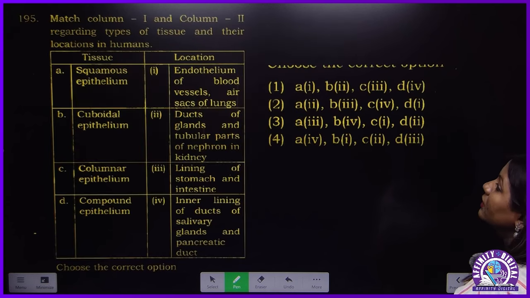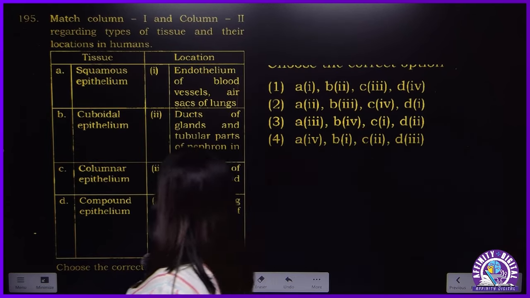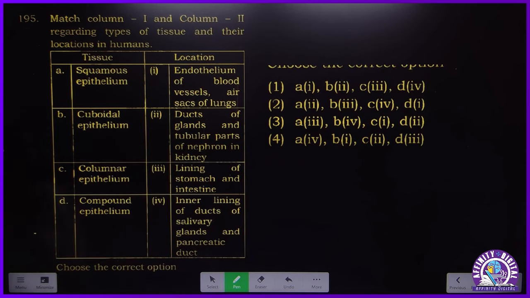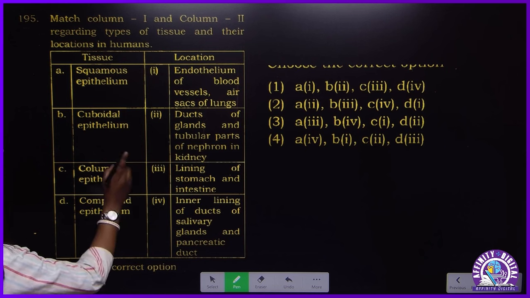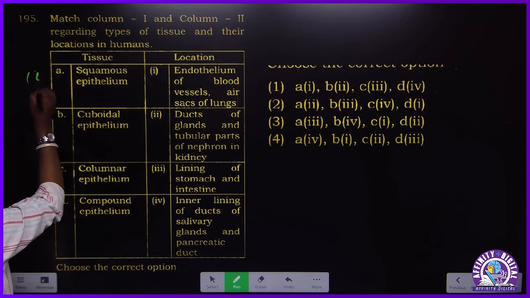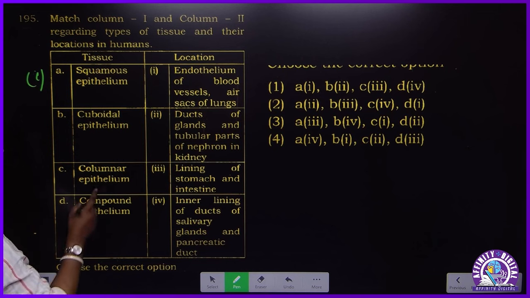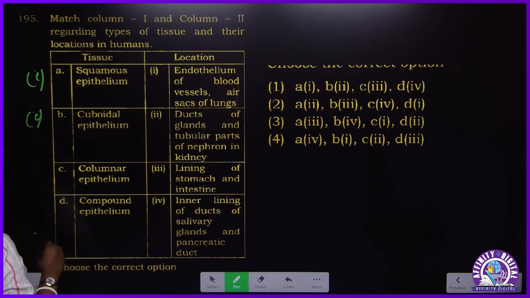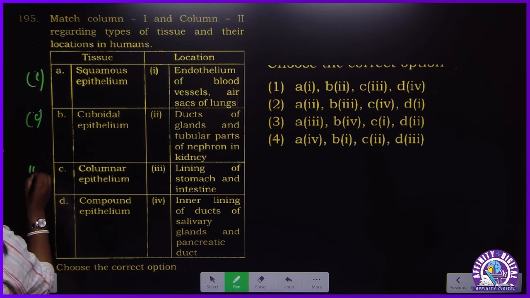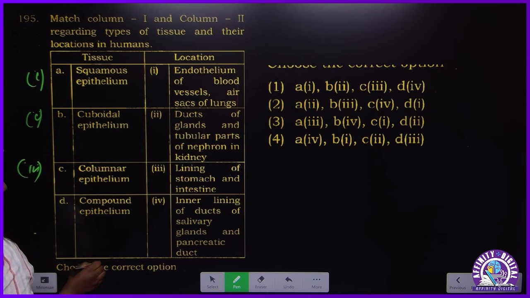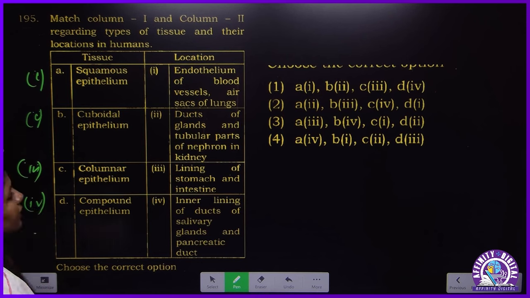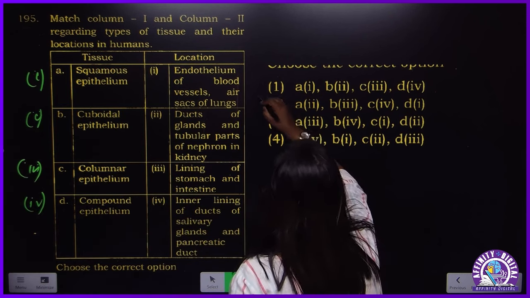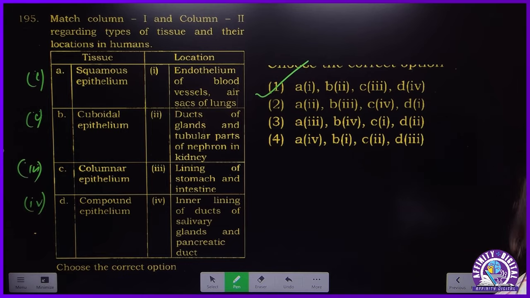Yes. The next one is, again match the following. Squamous epithelium is present in the lungs. Cuboidal epithelium, yes, ये भी करेक्ट ही दिया हुआ है. लाइनिंग ऑफ द स्टमक, इसका मतलब यहाँ पे कोई चेंजेस नहीं. कंपाउंड एपिथेलियम, that is also true. And our answer is 1, 2, 3, and 4 is our correct option.